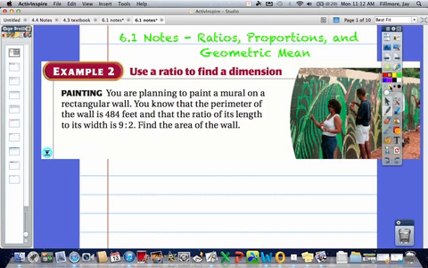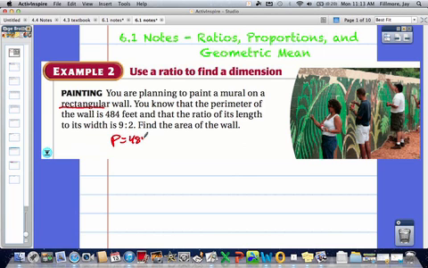But let's start with this problem. You're planning to paint a mural on a rectangular wall. Rectangles are nice to work with, so that's great. You know that the perimeter of the wall is 484 feet, so we know that. That's important. And that the ratio of its length to its width is 9:2. Find the area of the wall.